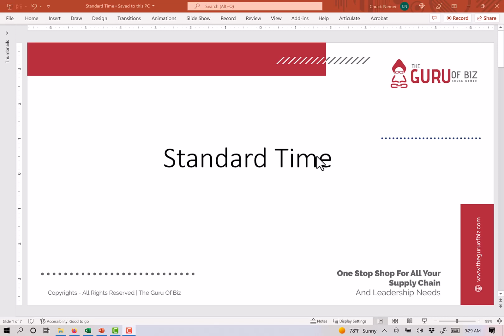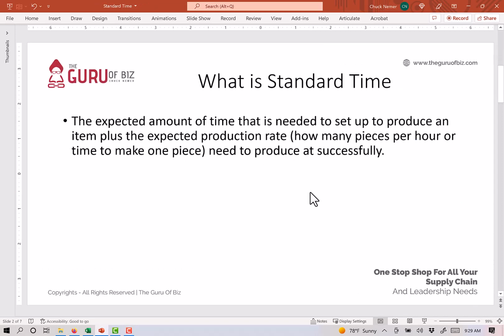Here we're going to talk about the idea of standard time. So what is standard time? It's the amount of time that's expected to be needed to set up or to produce an item, plus the expected production rate, which is how many pieces per hour or the time to make one piece. And this is what's needed to produce successfully.